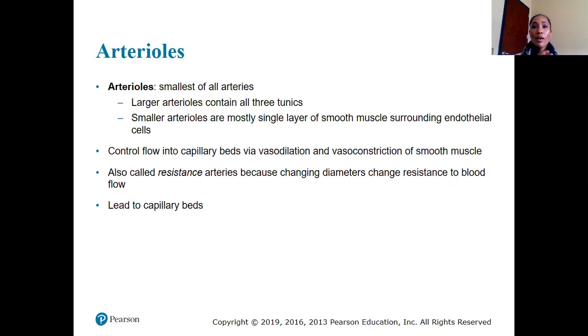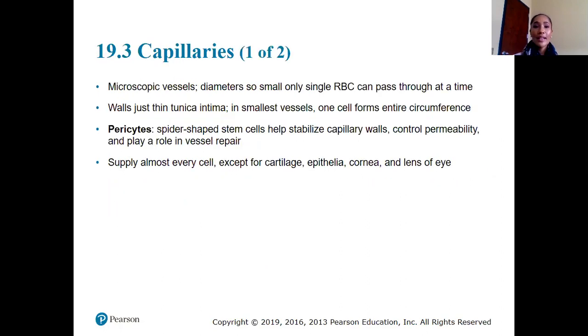These particular structures are going to control flow into the capillary bed. So basically, these smaller arterioles are going to lead directly into that capillary bed network that will then distribute nutrients and blood and oxygen to tissues directly. These arterioles are also called resistance arteries because the changing shape of the structure will also change the resistance to blood flow. And like we said, they lead directly into capillaries, which we go into now.